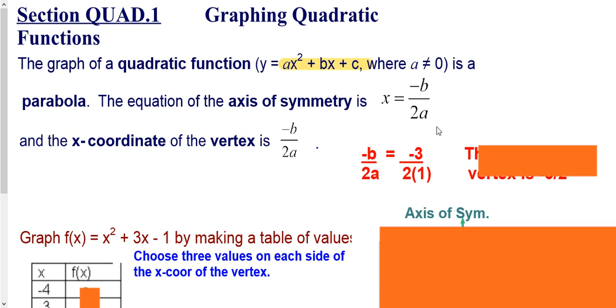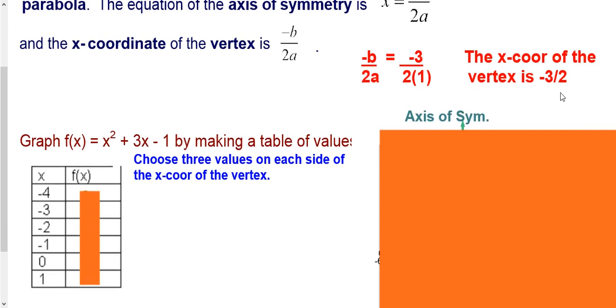So when we do the negative b over 2a, we're going to do the opposite of 3. So we get this over 2 times 1. So the x-coordinate of our vertex is negative 1.5. We want to choose 3 numbers on each side of negative 1.5. If this is a nice, neat number, no decimals or fractions, I would definitely include it here. Now, could you include it here of negative 1.5 and still choose 3 numbers on each side?